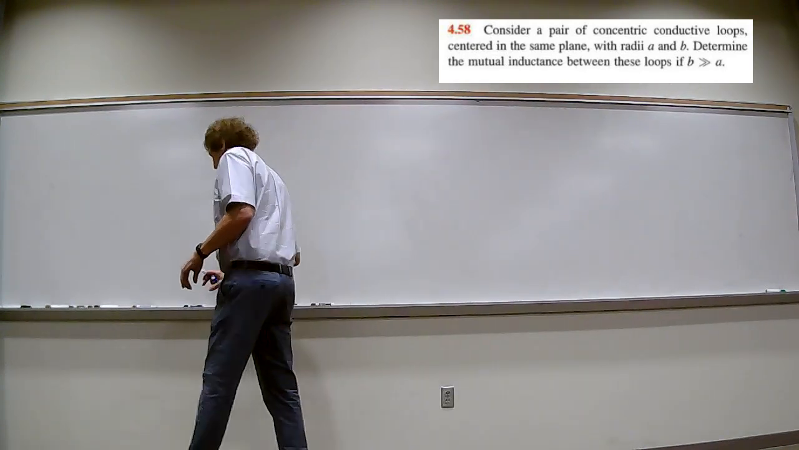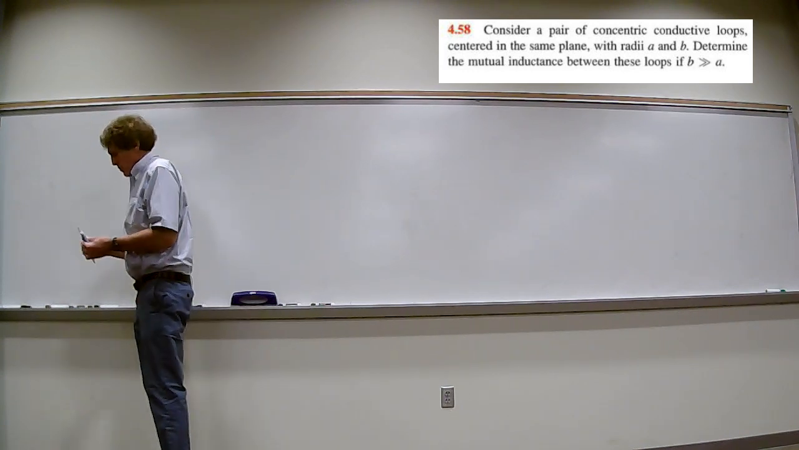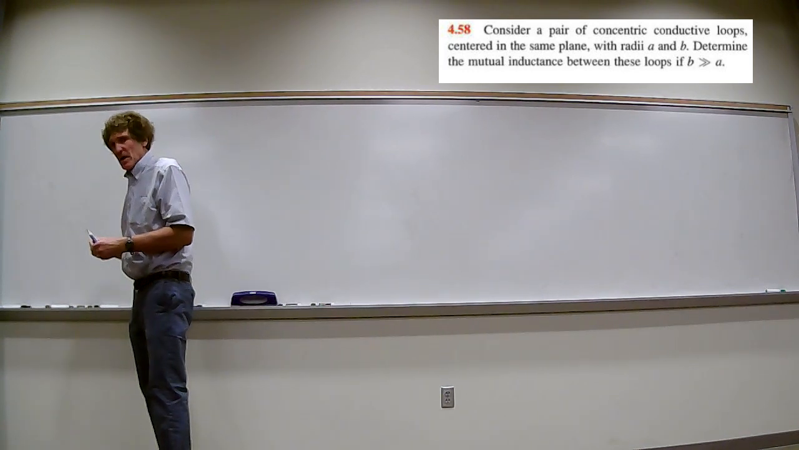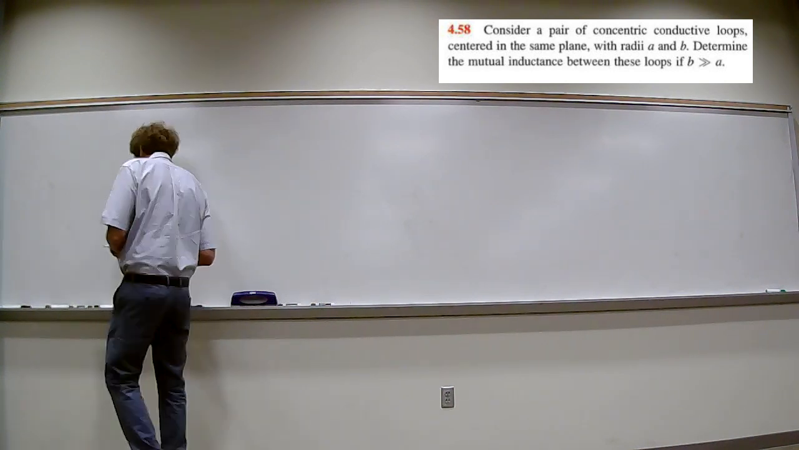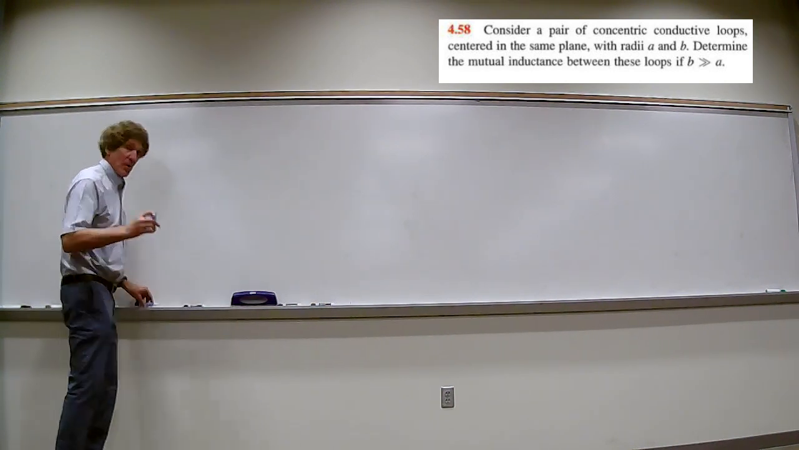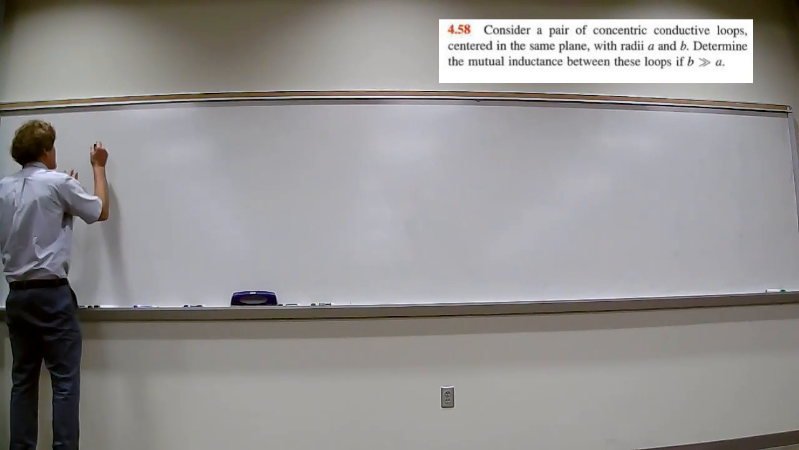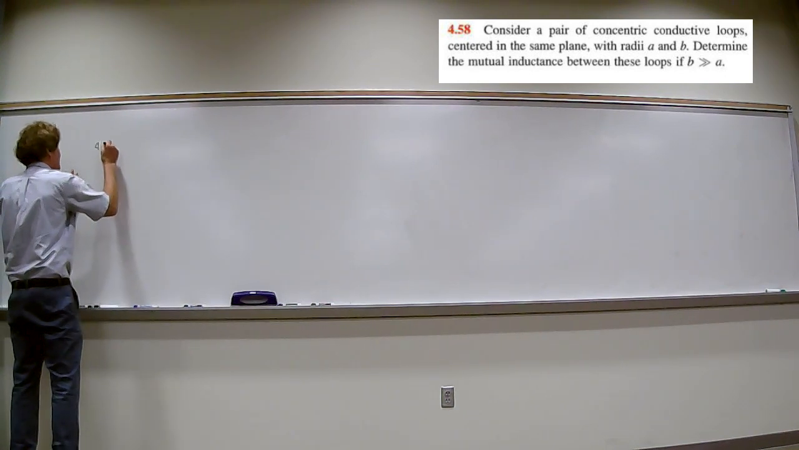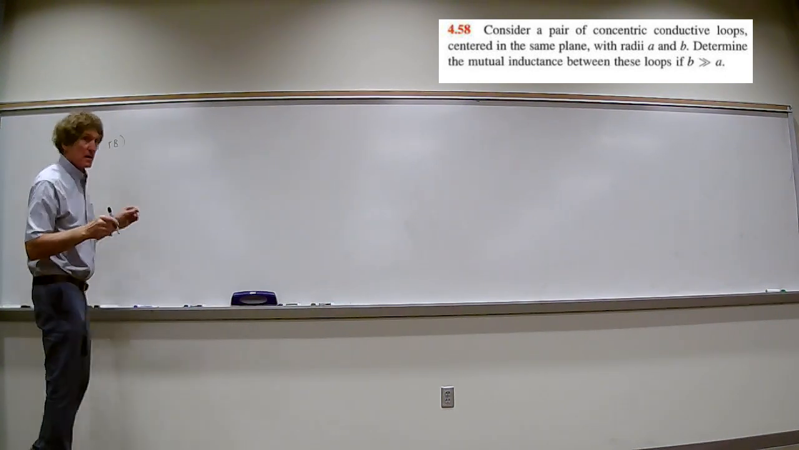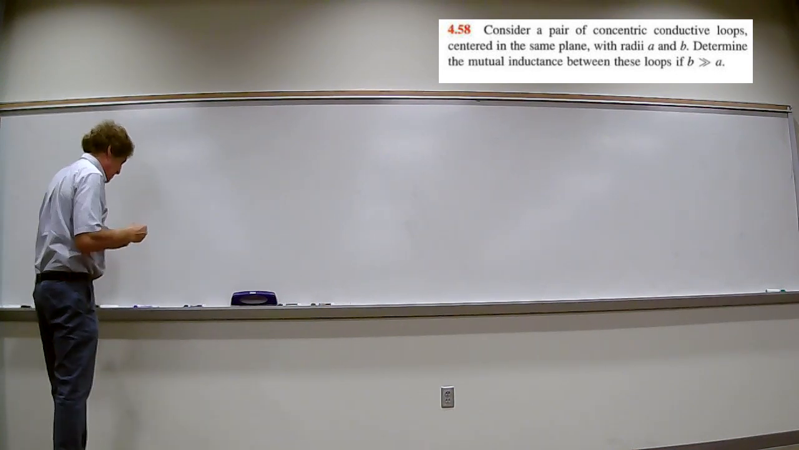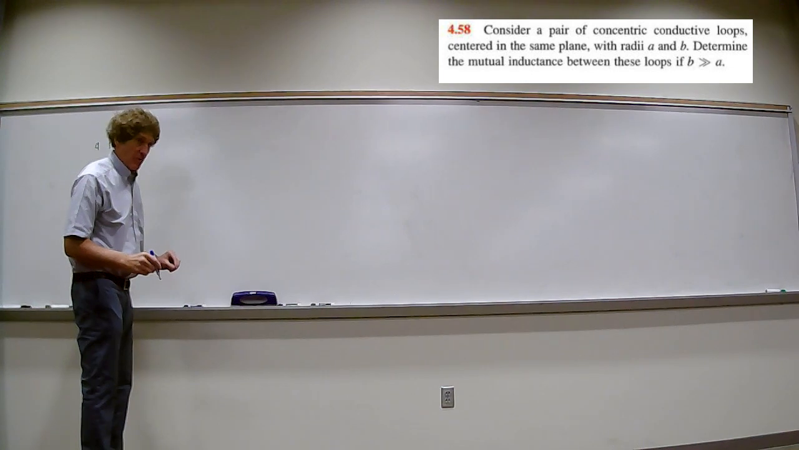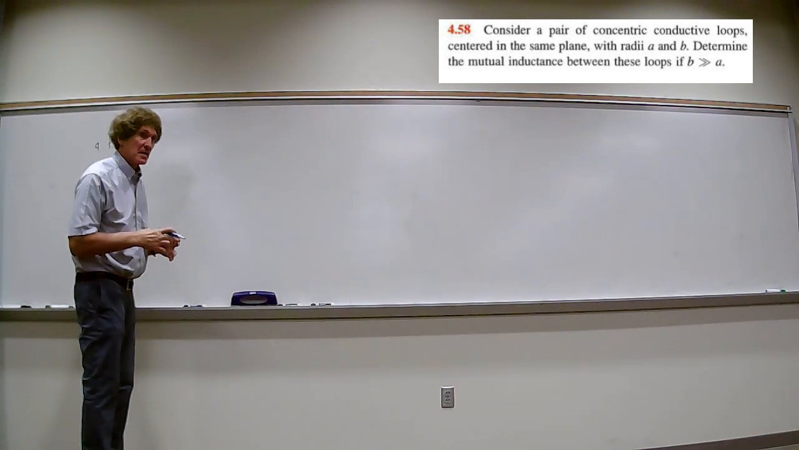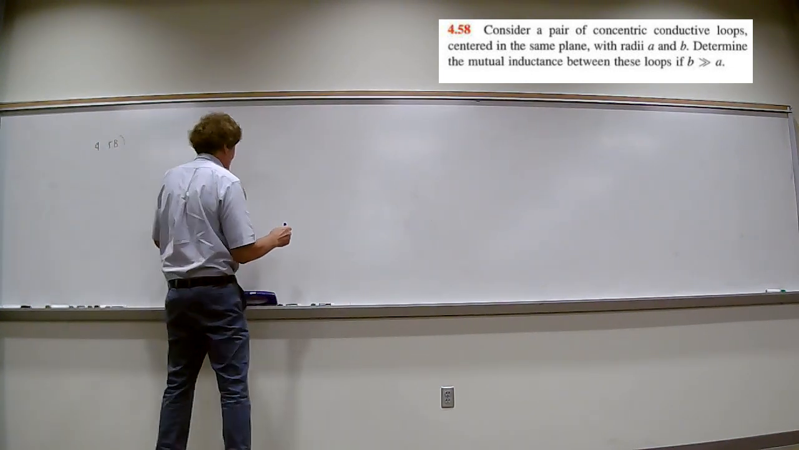All right. What was the next problem? 458, right? All right. Give me the specifics for that problem. Anyone? I'll use that blue marker. It's a pair of concentric conductor loops. Go ahead, read the whole thing. One is inside the other? Yeah, centered in the same plane, with radii A and B.